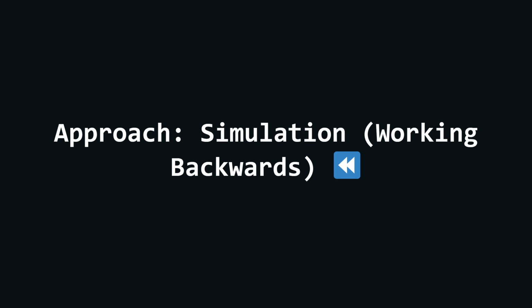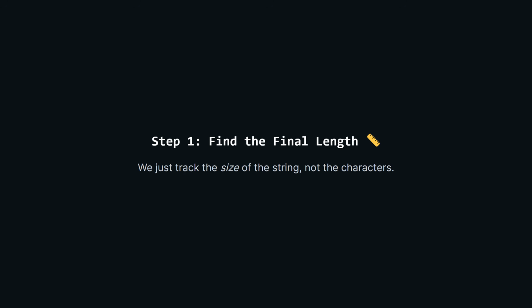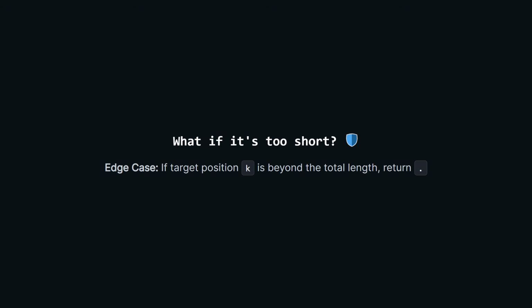To solve this without breaking our computer, we are going to use a brilliant concept, working completely in reverse. Instead of tracking the actual letters, our first step is to just do a quick pass to figure out exactly how long the final text would be. Numbers are cheap to calculate. Once we know the total length, we can immediately handle our biggest edge case. If our target position k is completely outside the bounds of the text we'd generate, we stop and return a period, just like the problem asks.